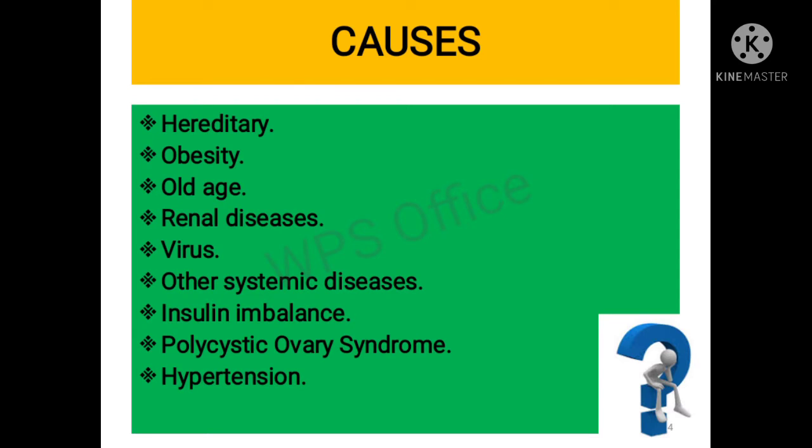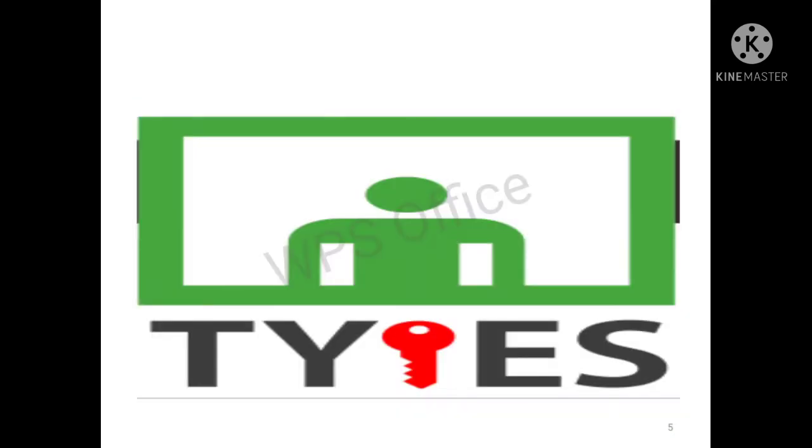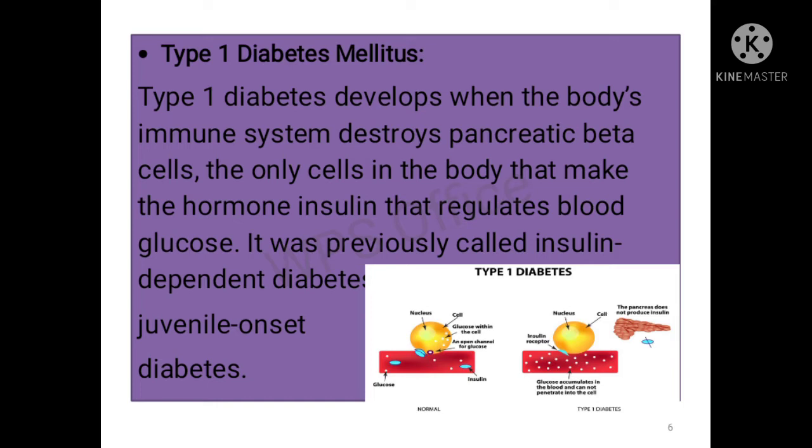So the causes include hereditary factors, obesity, old age, renal diseases, viral infections, other systemic diseases, insulin imbalance, PCOS, and hypertension. These may be the causes of diabetes mellitus. Then the types: it is of two types mainly, but there is also one more type, gestational diabetes, which occurs during pregnancy.